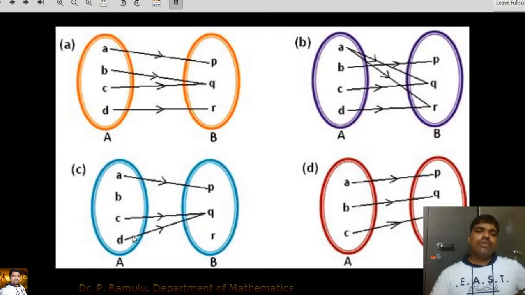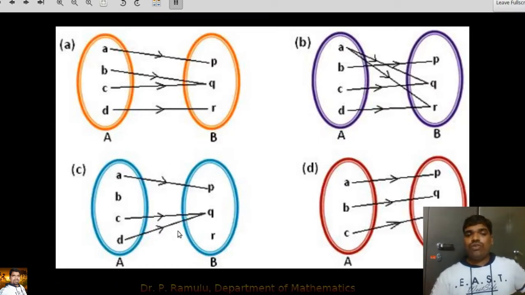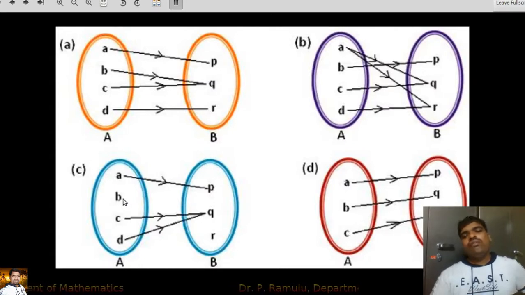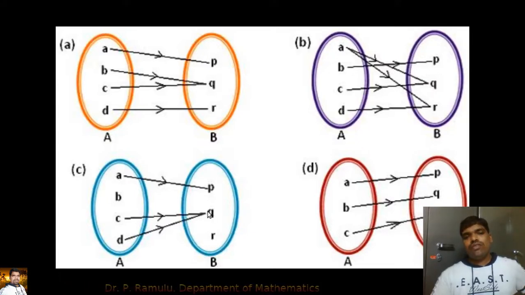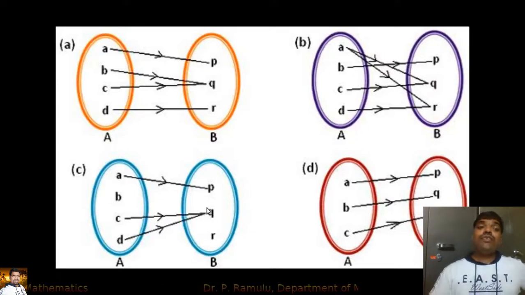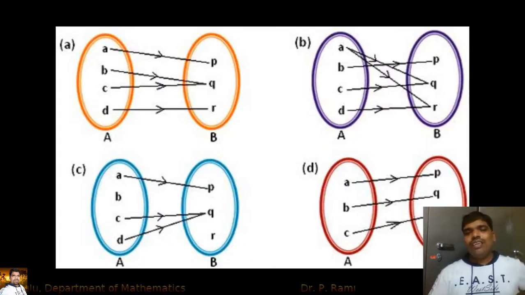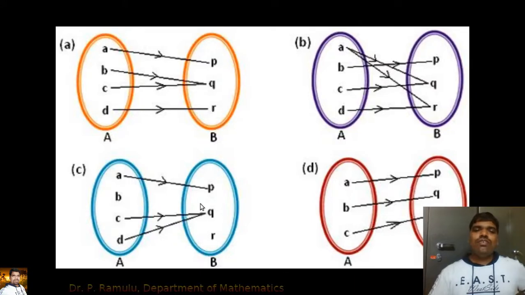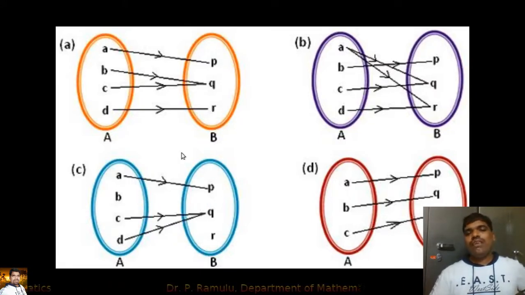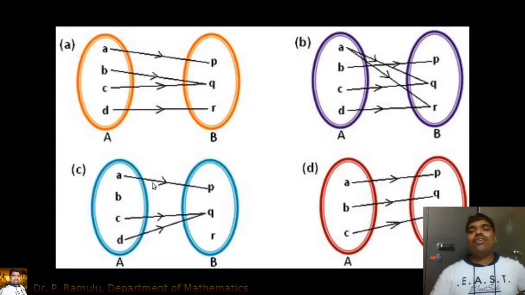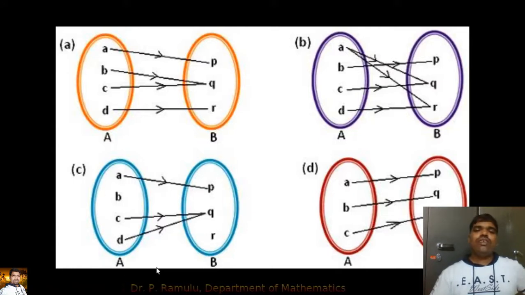Coming to here, what happened? The map f from A to B, A and B are two non-empty sets, it's okay. A goes to P, C goes to Q, D goes to something, that means uniqueness happens. But what about B? B does not have an image. But our definition says that for every element of A, there exists a unique y in B. But B does not have any image in B, so there is no correspondence. That's why this is not a function.